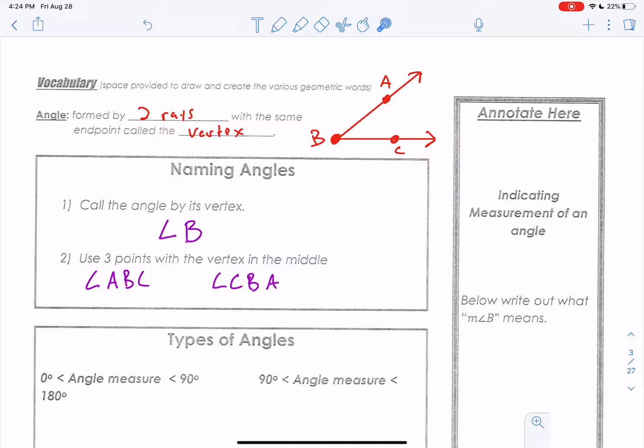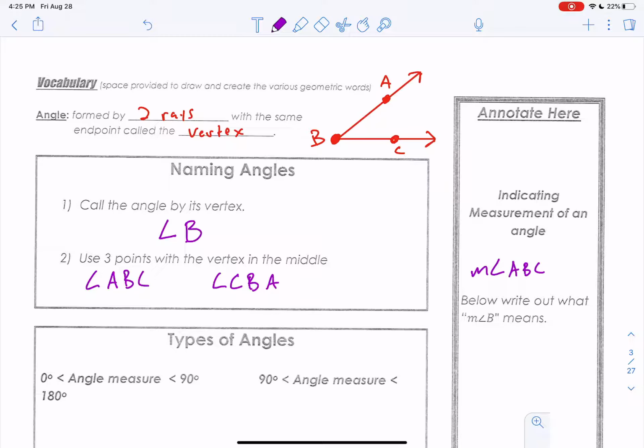So both ABC and CBA are acceptable, but that letter B has to be in the middle. Now, one of the things that's a little bit different is when I'm talking about the measure of an angle. If I want to talk about the measure of angle ABC right here, I put a little m in front of it like this.